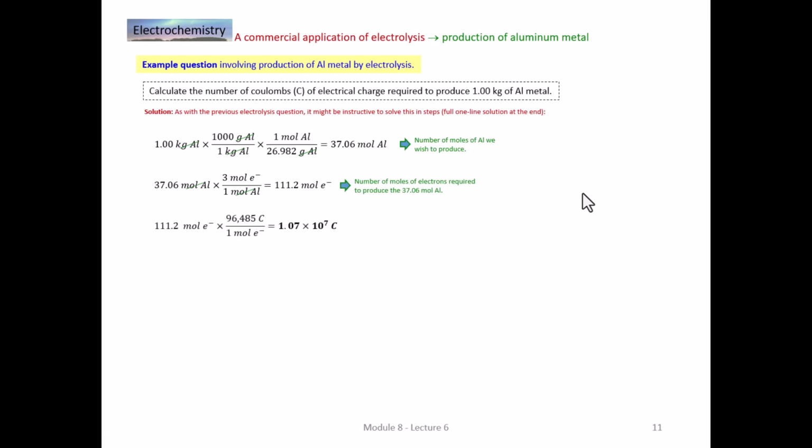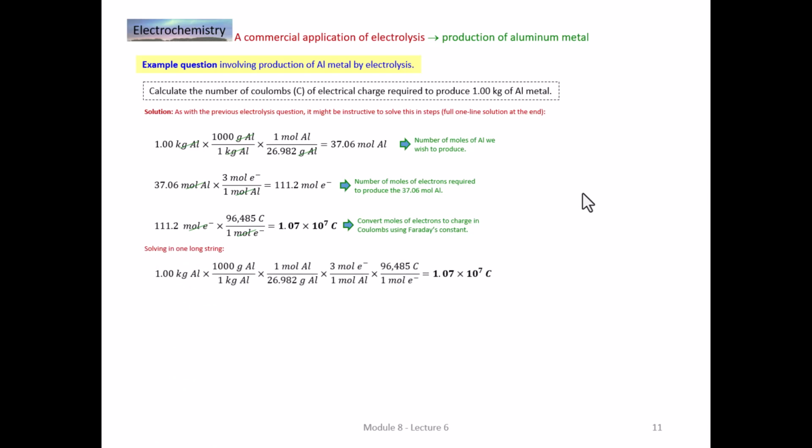Well, we can convert that number of moles of electrons to coulombs by using Faraday's constant. And here we have the fact that we need 1.07 times 10 to the 7th coulombs to produce 1 kilogram of aluminum metal. If we solve this all in one long string, we could do that by converting kilograms to grams, grams to moles, 3 moles of electrons per mole of aluminum, and then converting the total number of moles of electrons to coulombs using Faraday's constant.